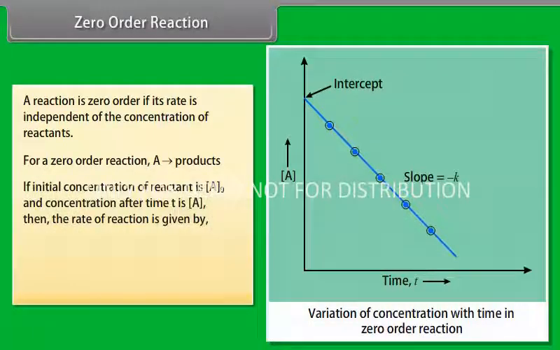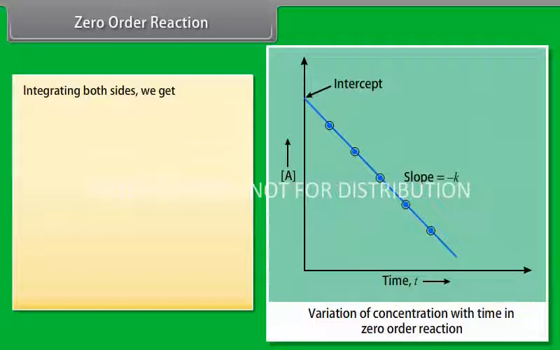If the initial concentration of reactants is A naught, and concentration after time T is A, then the rate of reaction is given by minus dA by dt is equal to the product of K and A raised to the power 0, which is equal to K. It can be written as dA is equal to minus K dt.